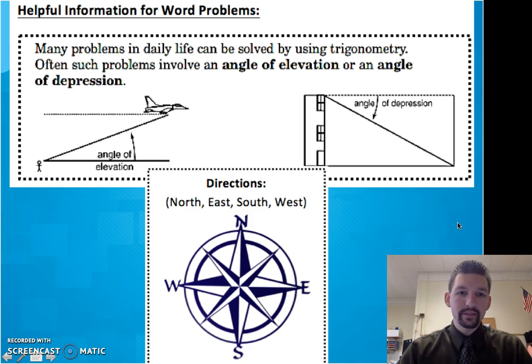A couple helpful things. In daily life, you can use trig. I know that you probably won't ever, but you could if you needed to find angle of elevation. So angle of elevation is going from the ground and the angle looking up at something. Angle of depression is like if you were standing on top of a building and you would be looking down at something on the ground. So elevation is the angle going up, depression is the angle going down. And then your directions, north, east, south, and west, are also really important.